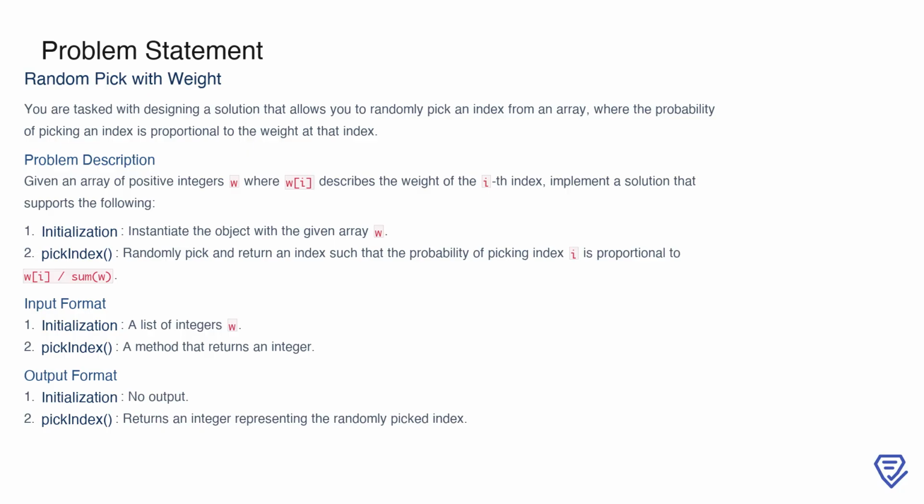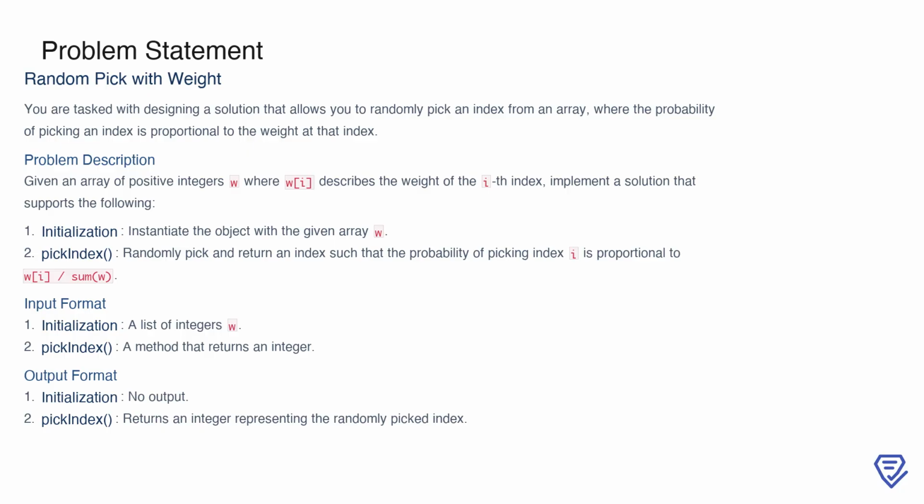We need to implement two key components. First, we must initialize the object with the weight array w. Second, we need to create a method called pickIndex that will randomly return an index, ensuring that the likelihood of selecting any given index corresponds to its weight divided by the total weight of the array. For example, if an index has twice the weight of another, it should be twice as likely to be selected.